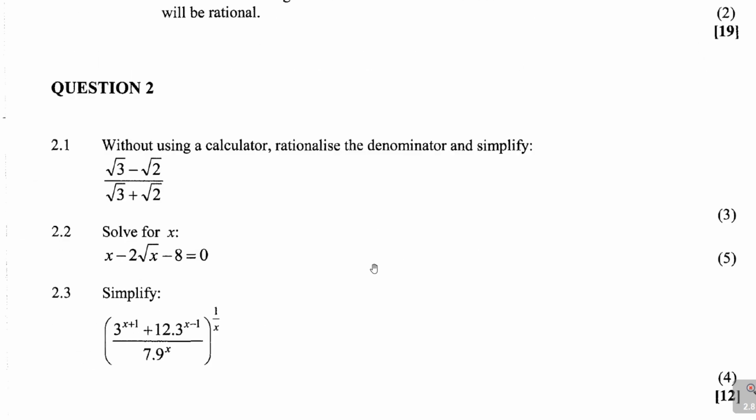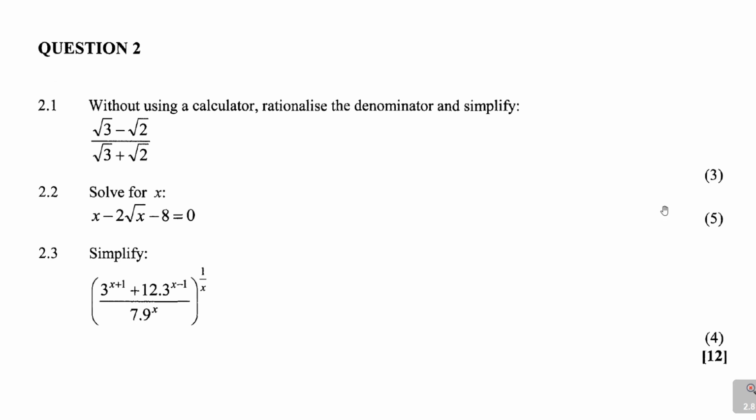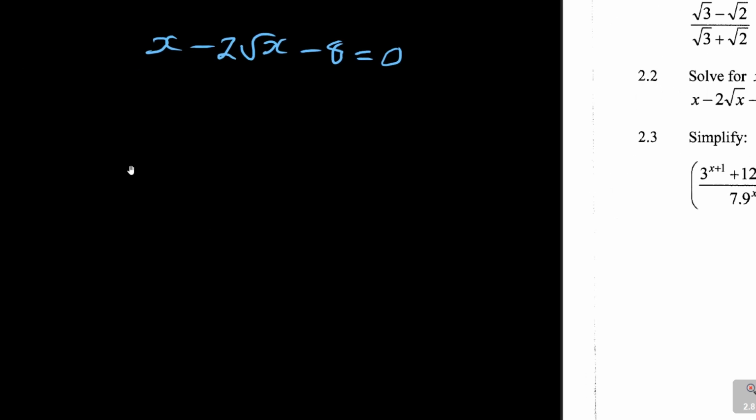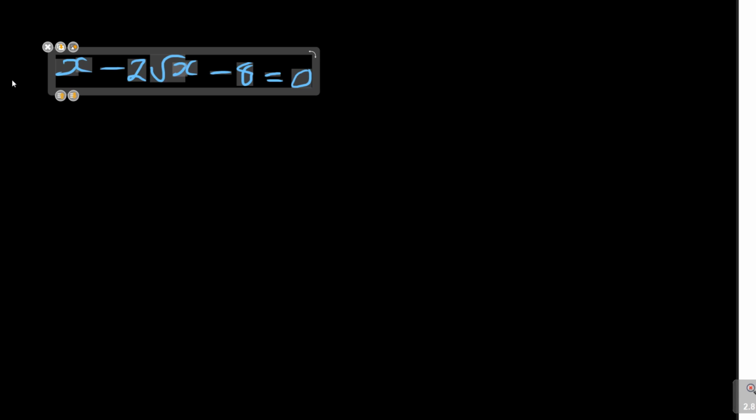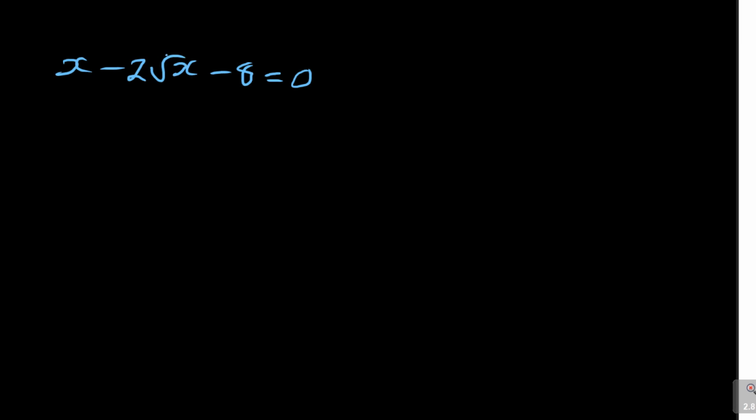Now the next one is to solve, 5 marks. Solve for x, and this is 5 marks. You don't want to lose out on this. Now check this out. It says x minus 2 root x minus 8, and this is equal to 0. Now what do you think? This is where you're solving. I do quite a number of problems in my other videos where I show you how to solve questions with square roots. Your first important part is to focus on that square root.